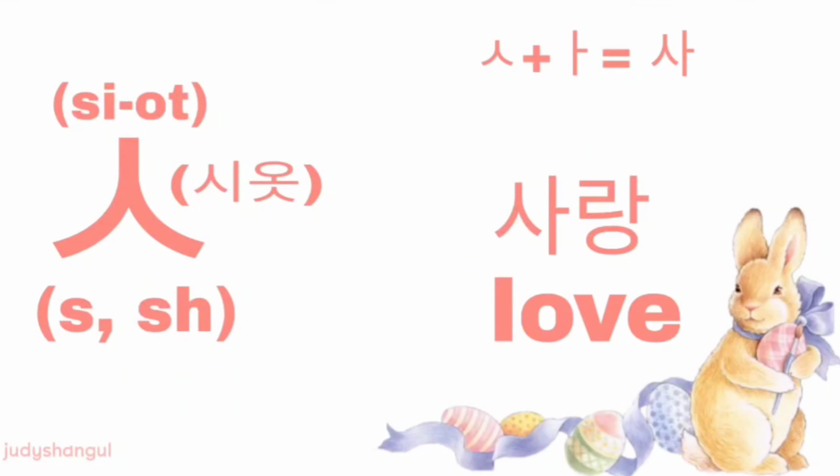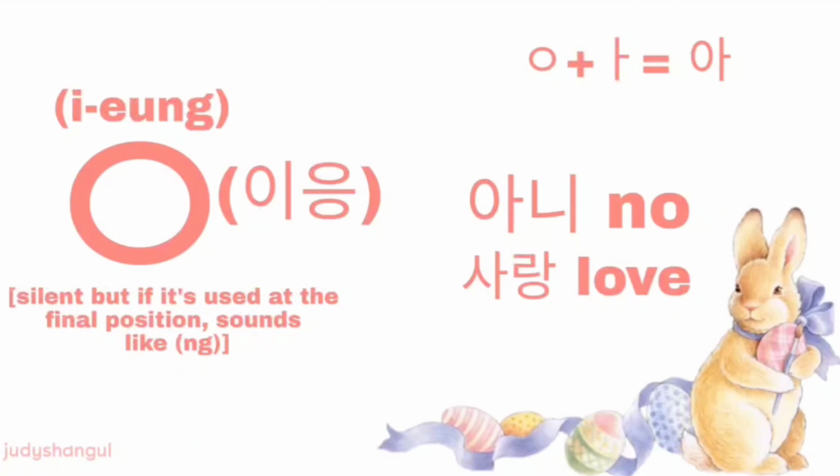Siot is pronounced like an S or SH sound. Siot plus a, sa. 사랑, love. 이응 is silent, but if it's used at the final position, it sounds like ng. 이응 plus 아, 아니, no. 사랑, love.